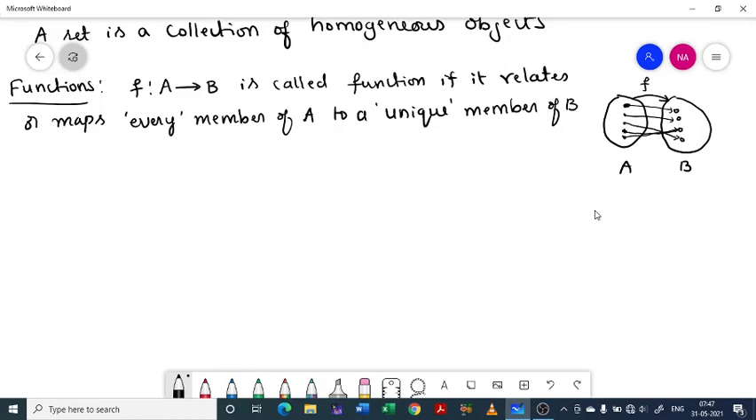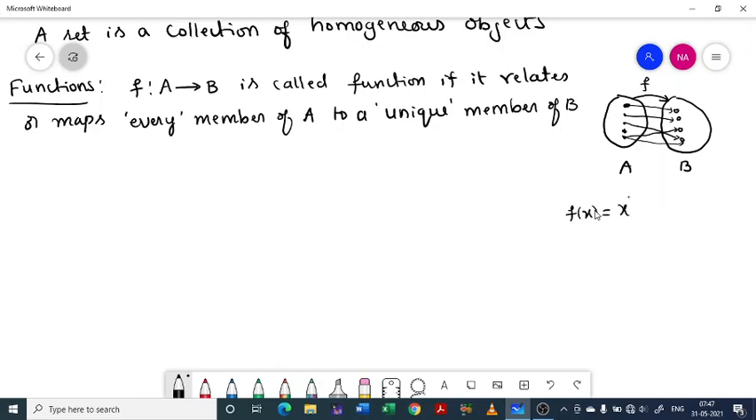So every element of that set, okay, sorry, not like that. If the same object is mapped onto two things, then it is not a function. Sorry. So what the definition says is, every member of A should be mapped to a unique member of B. That means if you take any one member in A, that should have only one member in B. It should not have two members in B.